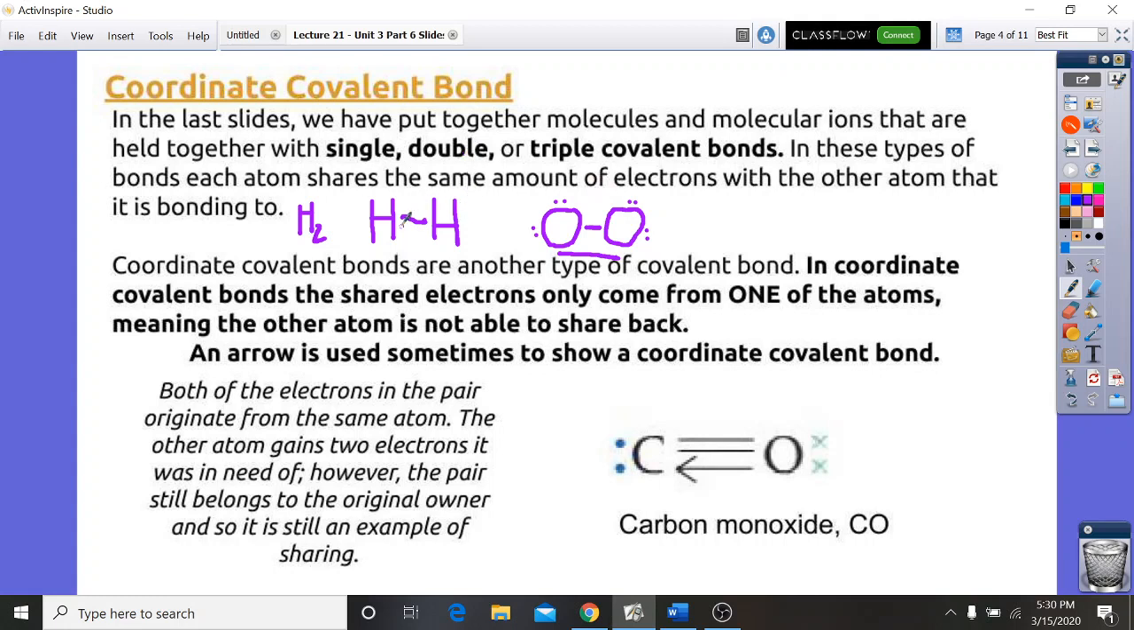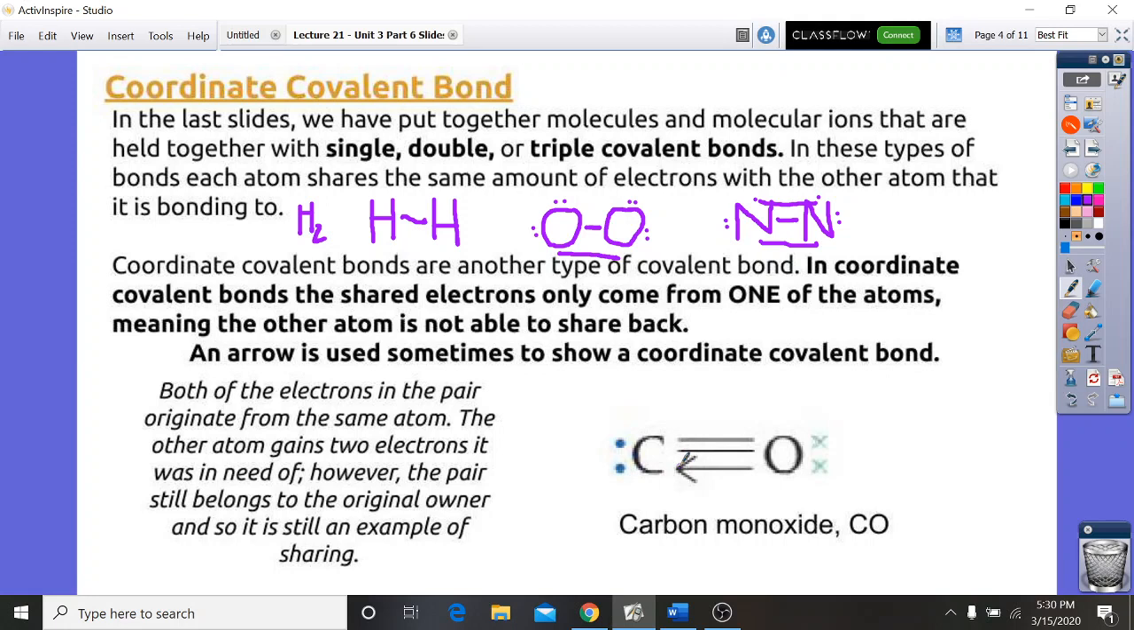Here, there was also equal sharing, but each atom was only sharing 1 electron with the other. In a triple bond, a great example is nitrogen gas, which is N2. We have 2 Ns. Each of them have 5 valence electrons. And so you can see where I'm going with this. They're each going to share 1, 2, 3 with each other. And so that makes 3 pairs of electrons, making a triple covalent bond.